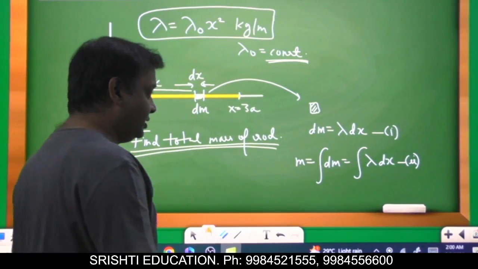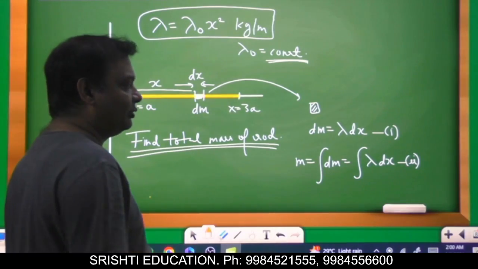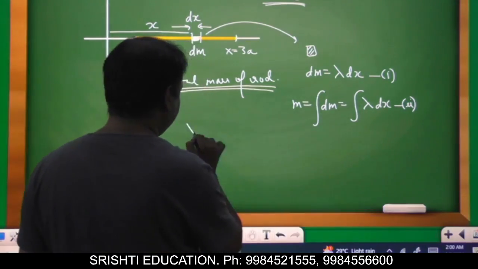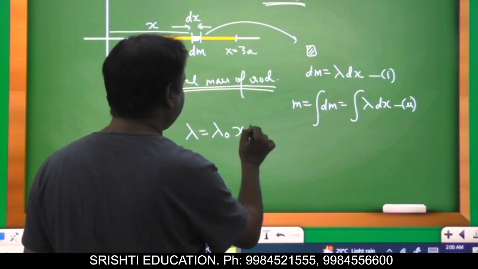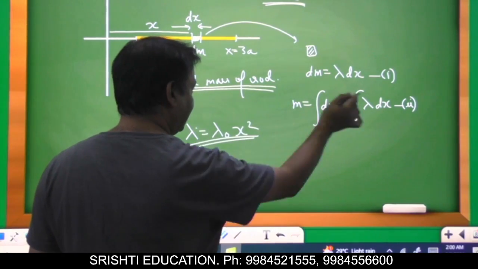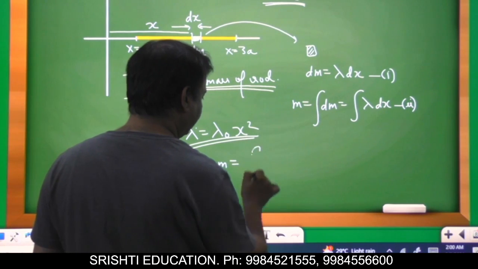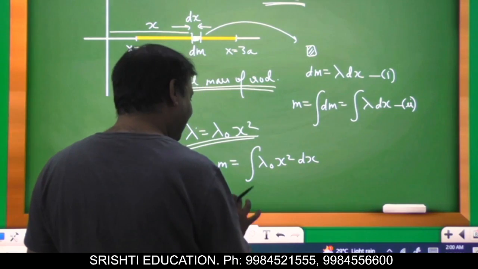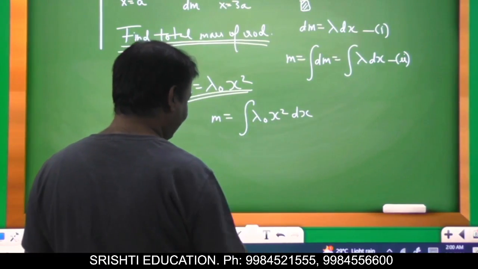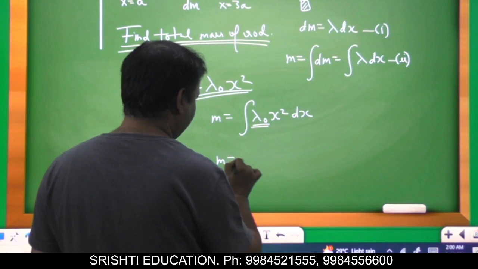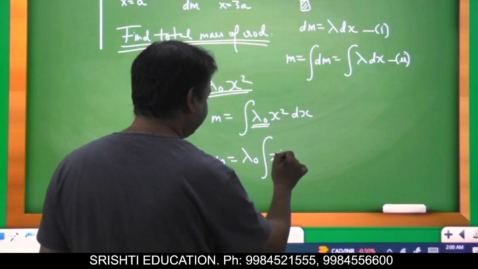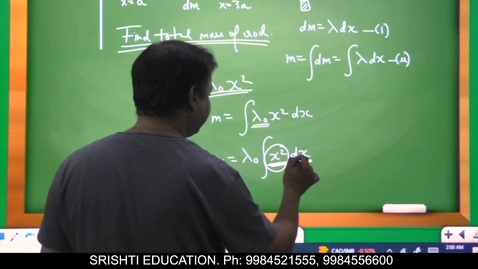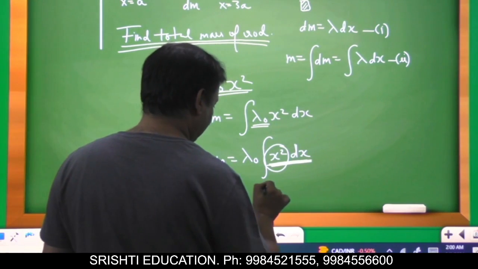What do you think? Yeah, lambda will not come out because lambda depends on x. So lambda is given to be lambda naught x square. Put this value of lambda in this equation, lambda will not come out, so we'll get lambda naught x square dx. Now lambda naught can be taken out because lambda naught is a constant. So m will come to be lambda naught integral of x square dx. Now the integral is possible. The integrand is a function of x and the variable is also x.